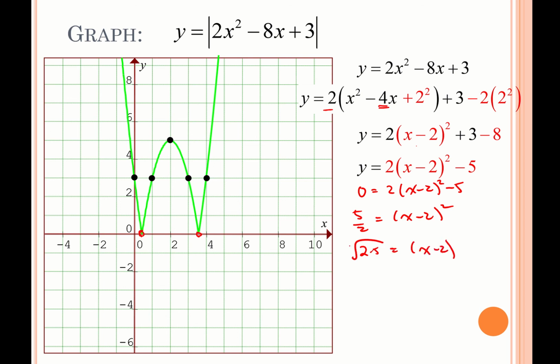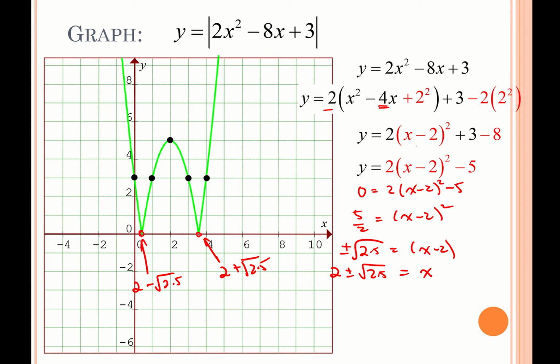And after you square root it, you have a plus or minus there. The reason why you have a plus or minus is because you have two x-intercepts. So one's plus, one's minus. And when you move the 2 to the left, it becomes 2 plus or minus the square root of 2.5 is equal to your x values. So the one on the left is going to be 2 minus the square root of 2.5. The one on the right is going to be 2 plus the square root of 2.5.